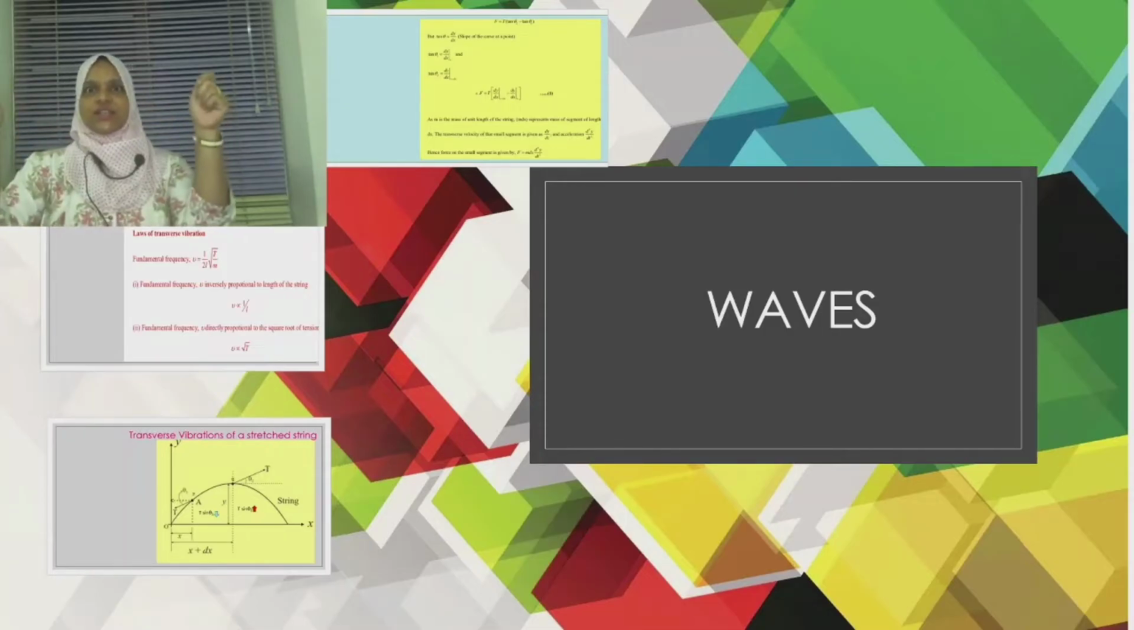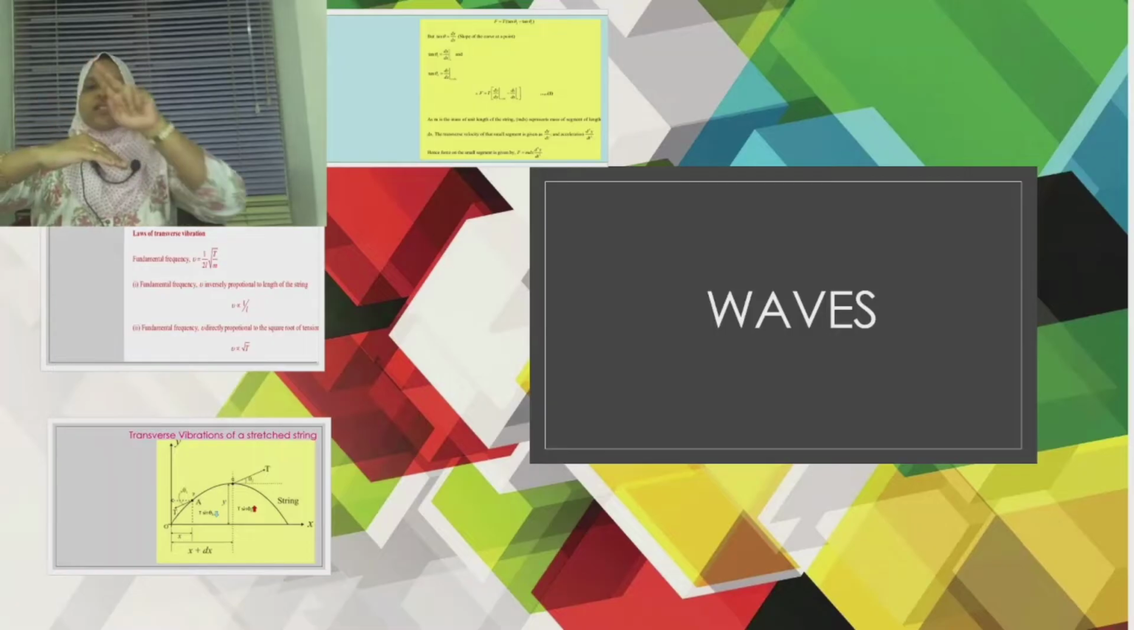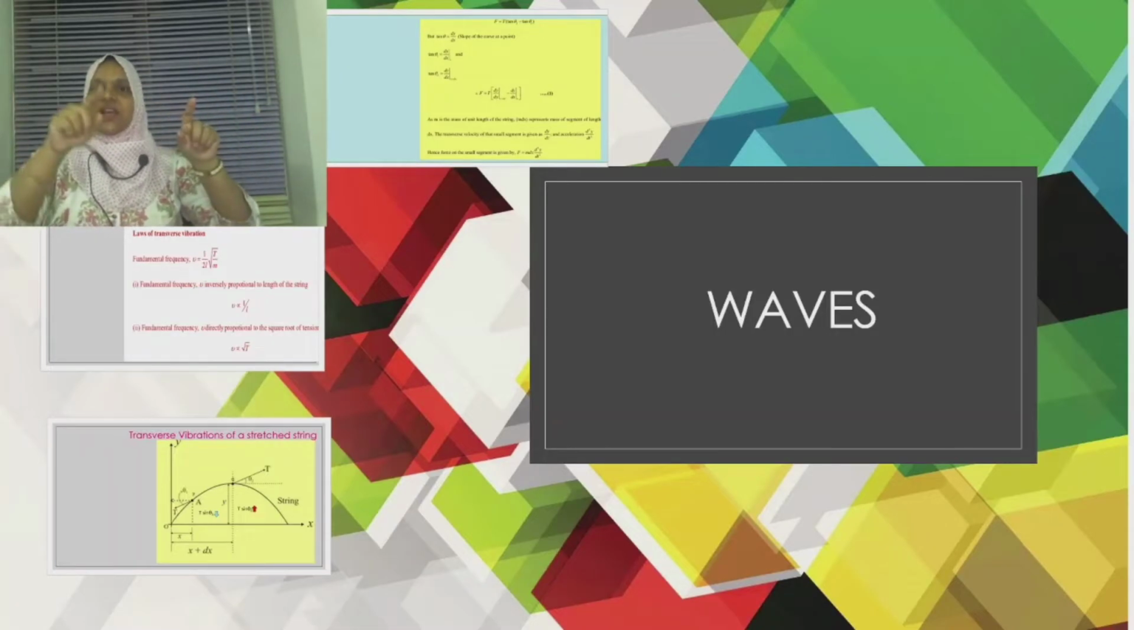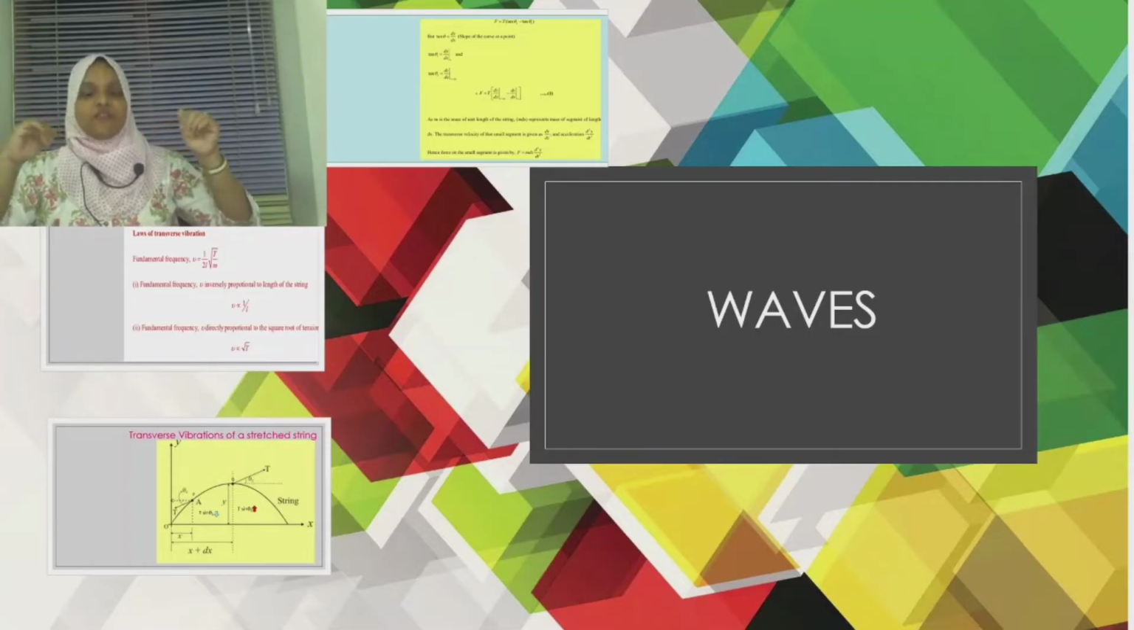So if you consider a stretched string, and if we give a small pluck at one point, the string will oscillate along this direction, then we can see that a wave will be propagating along a perpendicular direction. That is, a transverse wave is formed. Since this wave is propagating along a string which is one-dimensional, this wave can also be classified as a one-dimensional wave. That is, transverse vibrations along a stretched string can be considered as one-dimensional transverse waves.